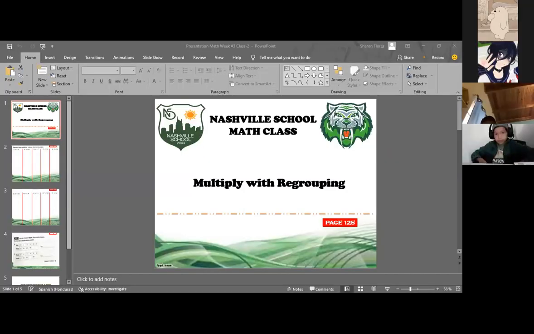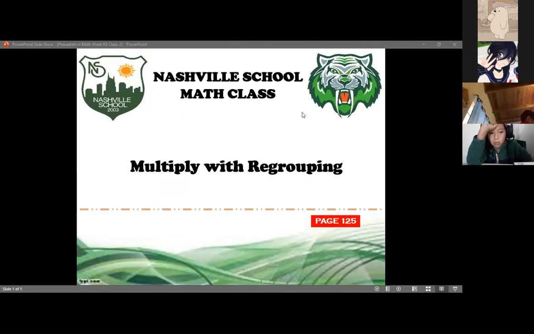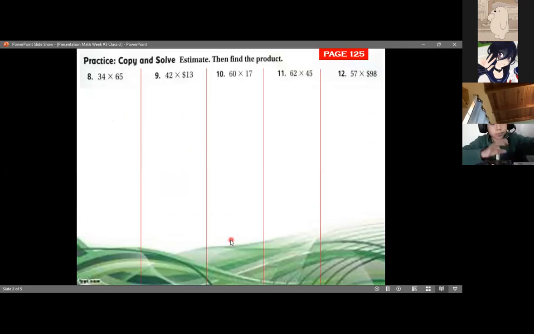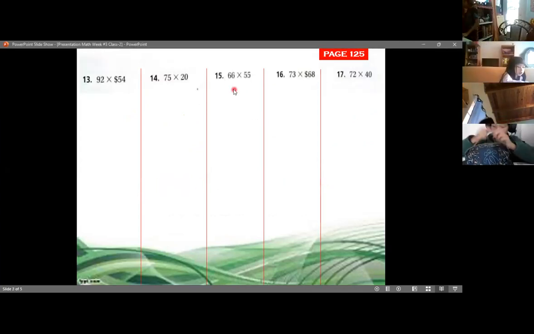Okay, now let's continue. Page 125. We're going to continue on page 125, but you need your notebook because we don't have too much space on that page in the book. So have your book and notebook ready. Multiply with regrouping. Yesterday we worked exercises number 8, 9, 10, 11, and 12. We finished the first 5. Now we're going to do number 13, 14, 15, 16, and 17. I have the answers to all.